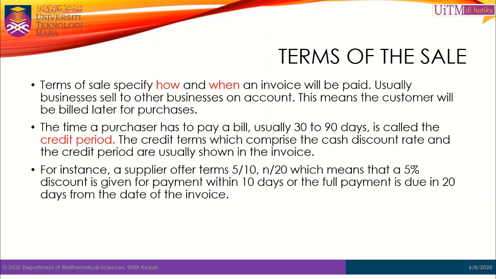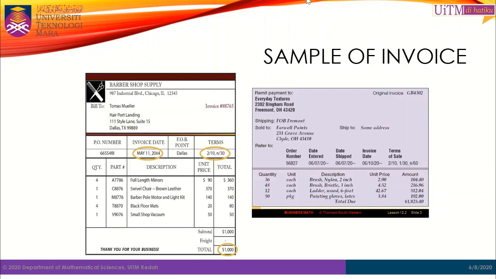As mentioned earlier, as an example, a supplier offers terms of 5/10, N/20. This means that a 5% discount is given for payment within 10 days, and the full payment is due 20 days from the date of the invoice. Here is a sample invoice, where you can see the invoice date for the barbershop supply, and then they have the terms. This is what we call the cash discount terms.